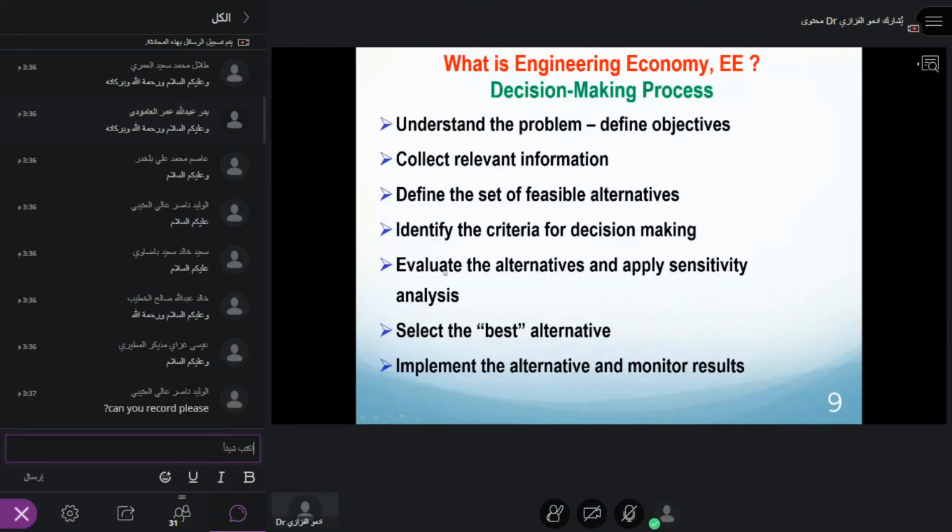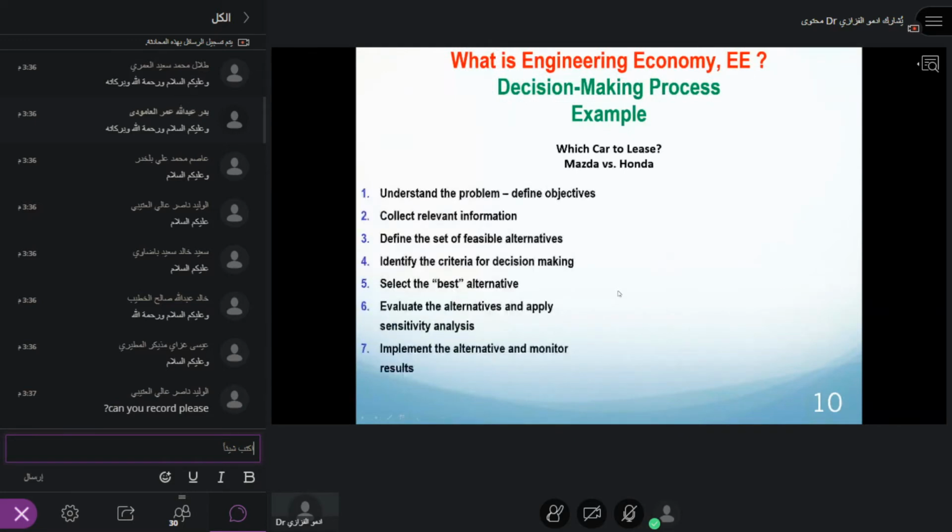So once you do the sensitivity analysis, you select the best alternative, and once you select the best alternative, you implement the alternative and monitor the result and see how efficient your alternative is to the industry. We will look at all these things in detail so that it will be clearer for you in the next slides. So, for example, you want to make a decision for the industry.